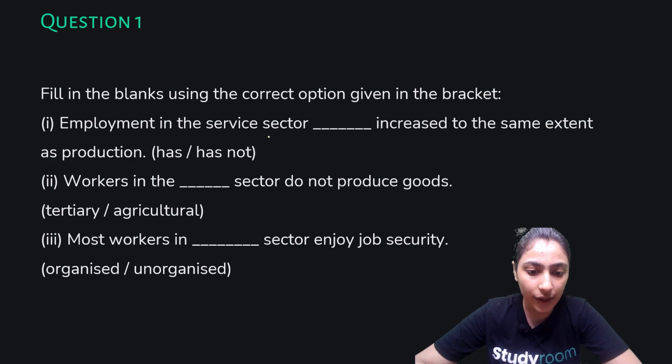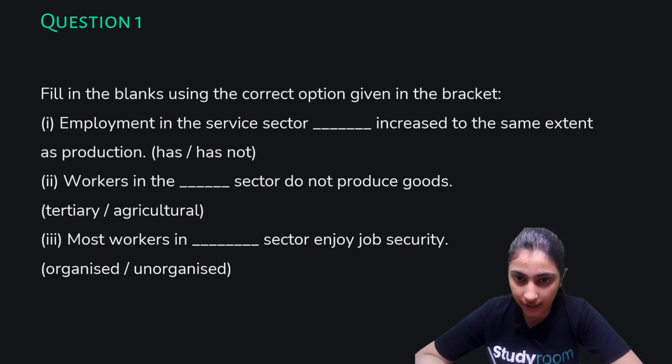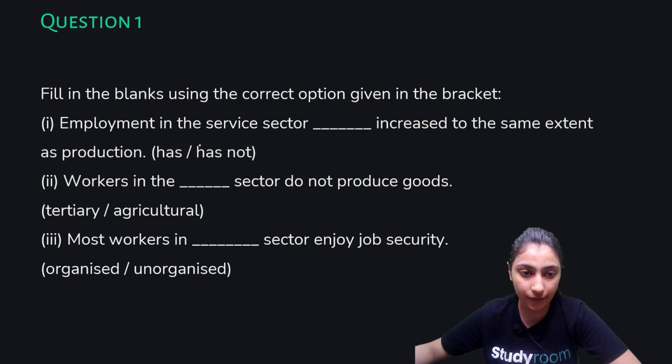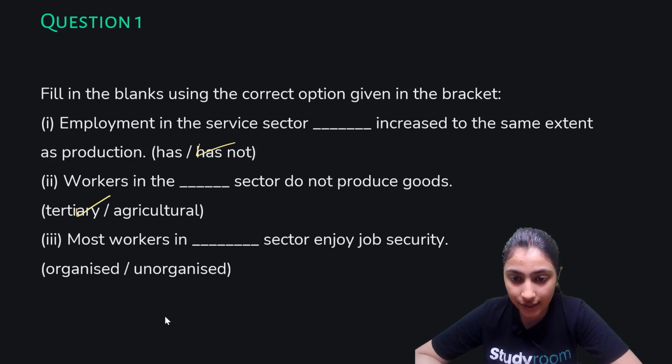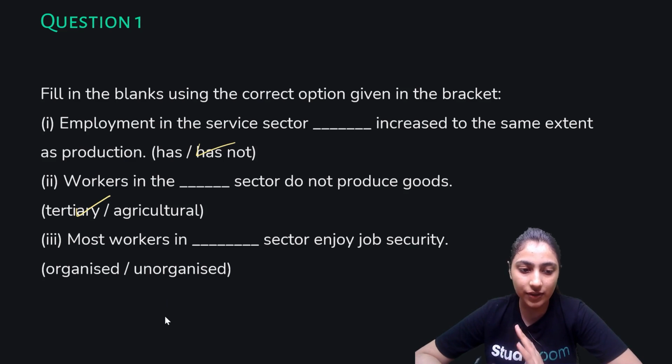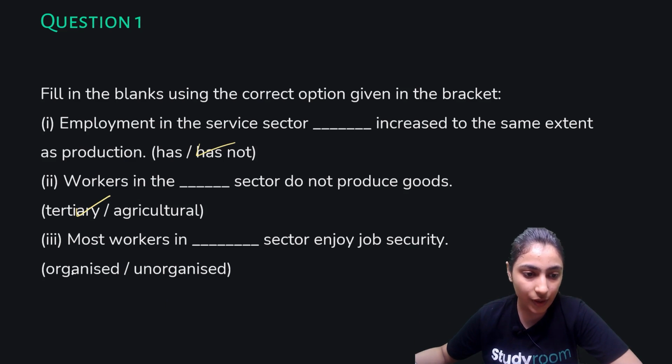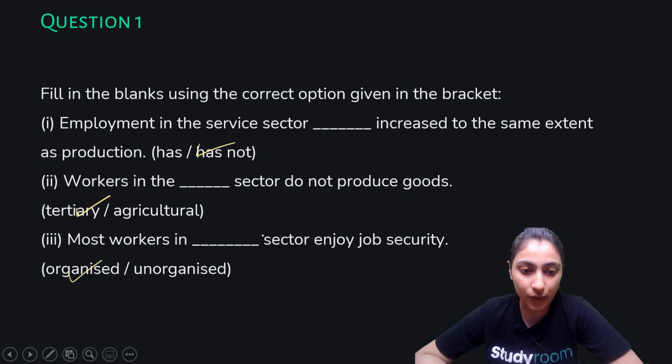Now moving forward to our next thing, fill in the blanks using the correct option given in the brackets. Employment in the service sector dash has increased to the same extent as production. So employment in the service sector has not. Now, workers in the dash sector do not produce goods. So workers in the tertiary sector do not produce goods. Now, most workers in dash sector enjoy job security. So the answer to this is very simple. So most workers in the organized sector enjoy job security.